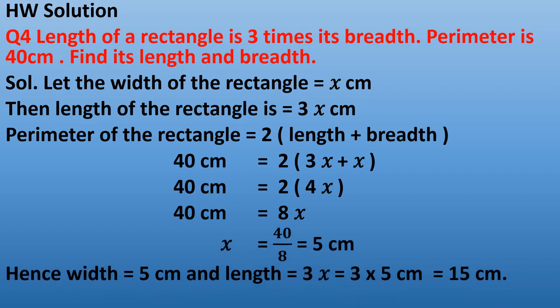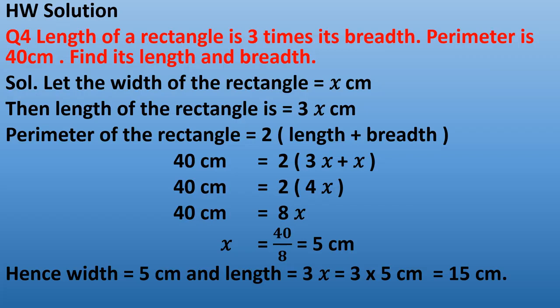So now see, 8 is multiplied here with x. So we have to make x alone. So we have to shift 8 from this side with x. Now 8 is on the right hand side of the equal sign. When we shift its place, it will divide with 40. So it is 40 centimeter divided by 8. x equal to 40 divided by 8, which is equal to 5 centimeter.